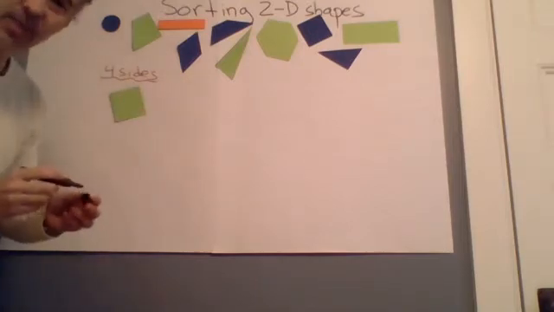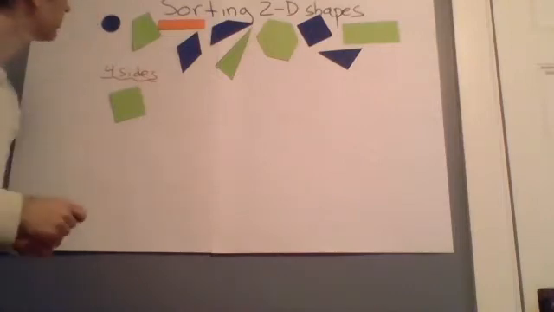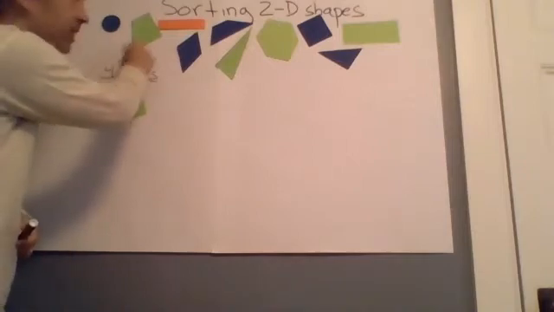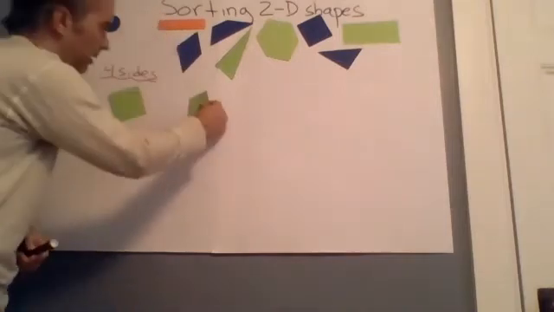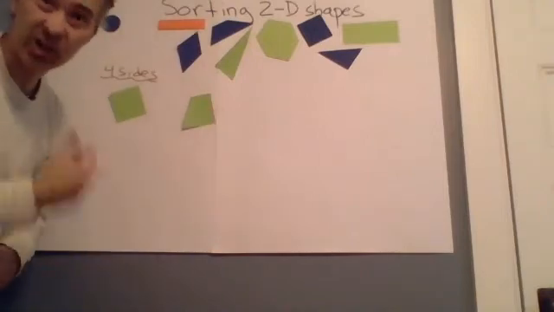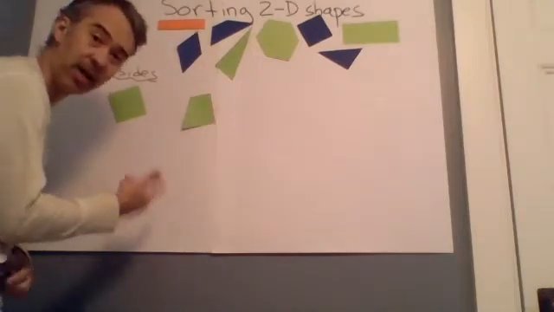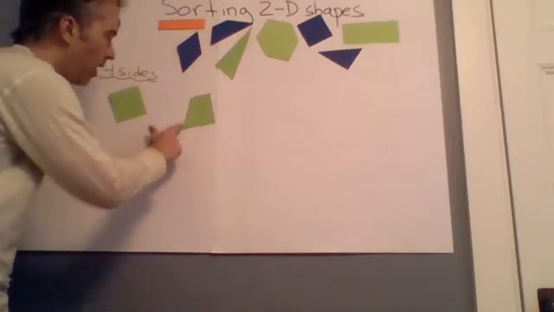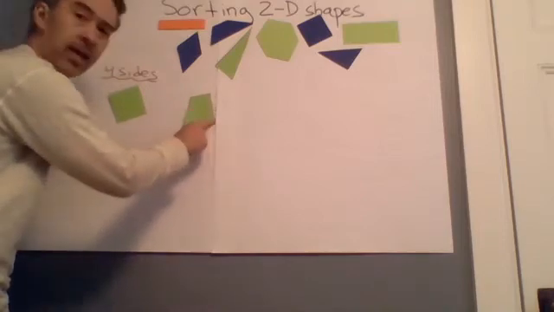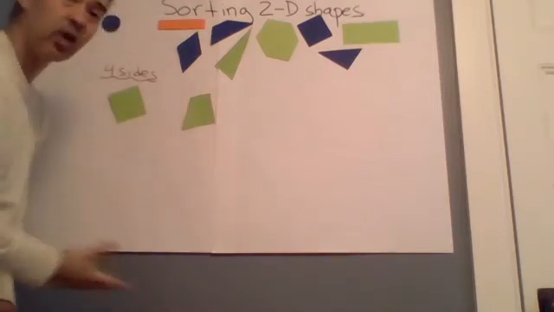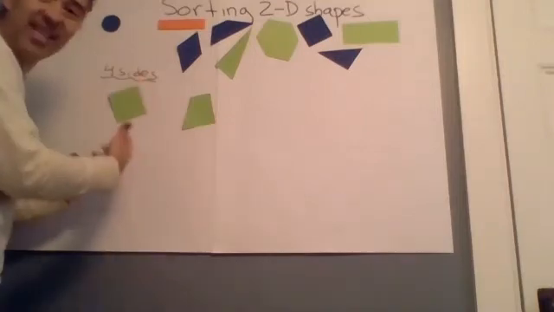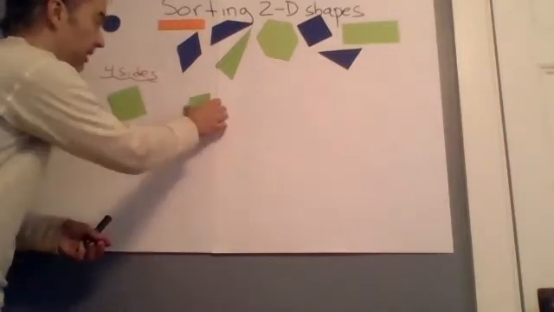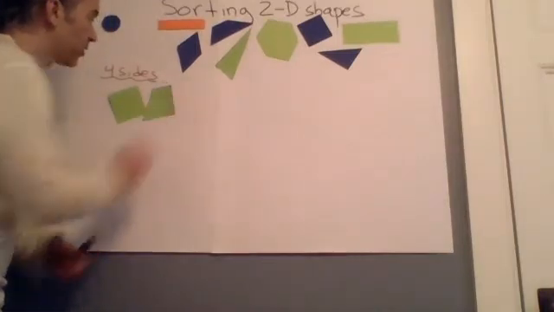Do you see any other shapes that have 4 sides? Well, I see this shape. Let's bring this down. This is called a trapezoid. Now, does a trapezoid have 4 sides? Let's count. 1, 2, 3, 4. Yes, it does. So could I put that together with a square because they both have 4 sides? I could. So I'm going to put this together with the square.